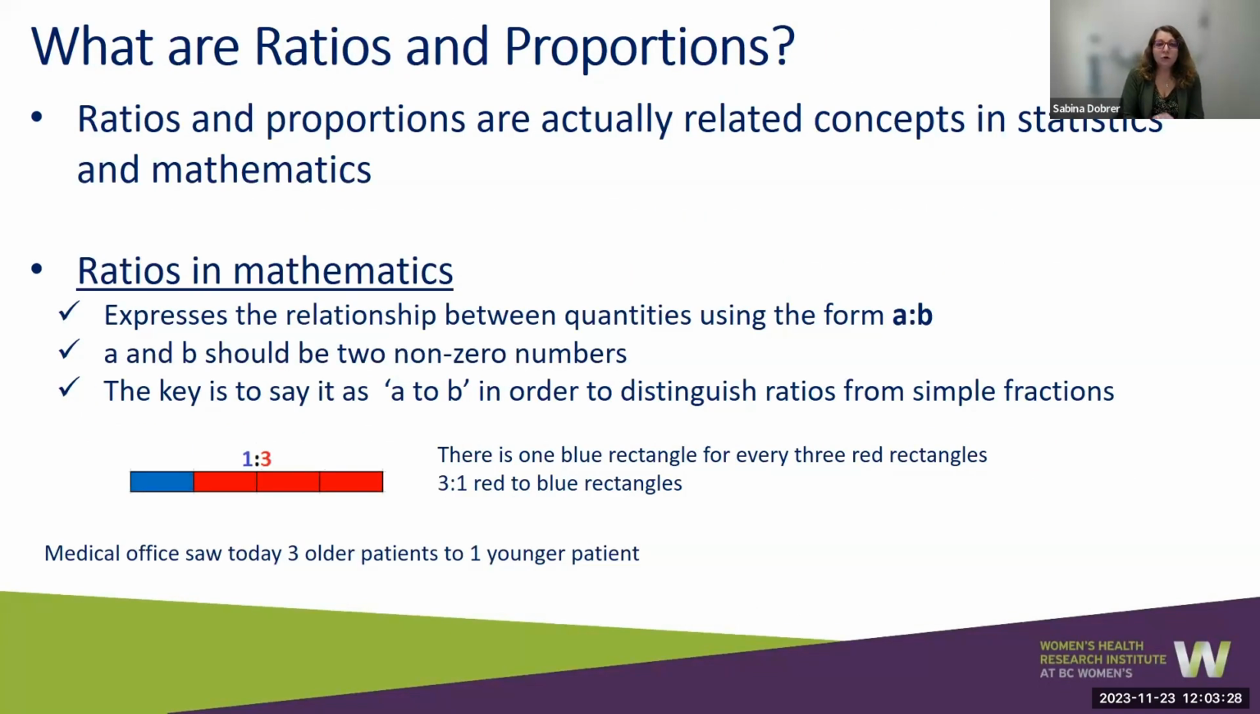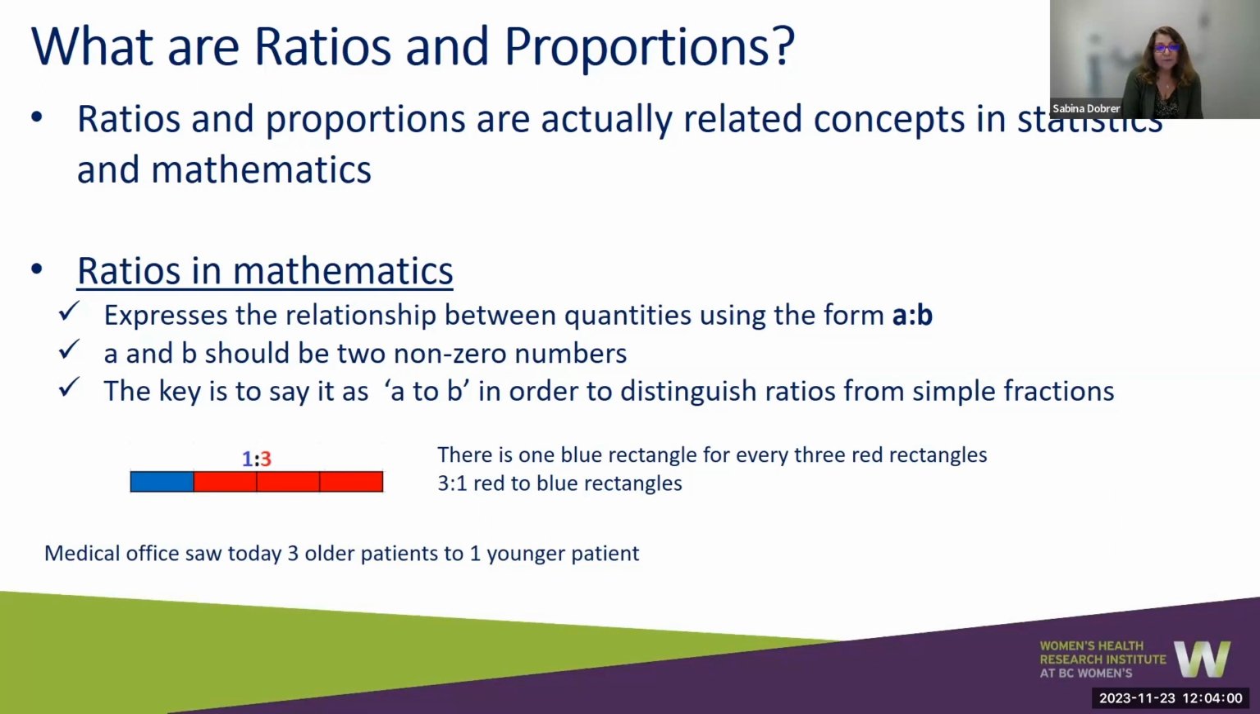So the first concept, very simple, is ratios and proportion. What is a ratio in mathematics? A ratio expresses the relationship between two quantities, A and B. Usually we say ratio A to B, and in this case A and B are usually non-zero numbers. We're not comparing zeros. And we say A to B in order to distinguish between ratios and simple fractions.